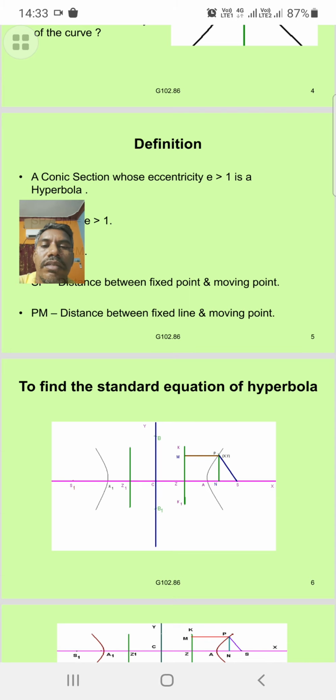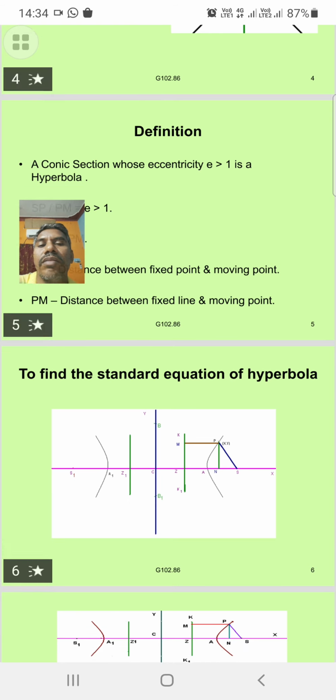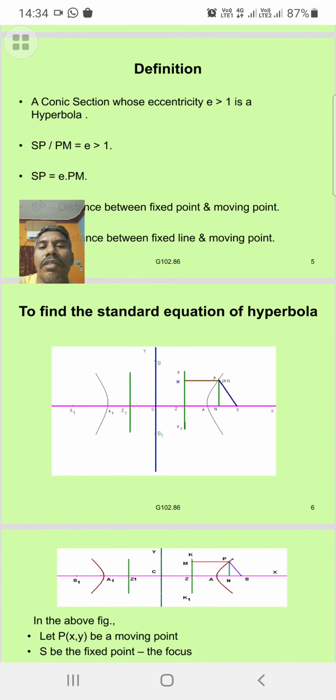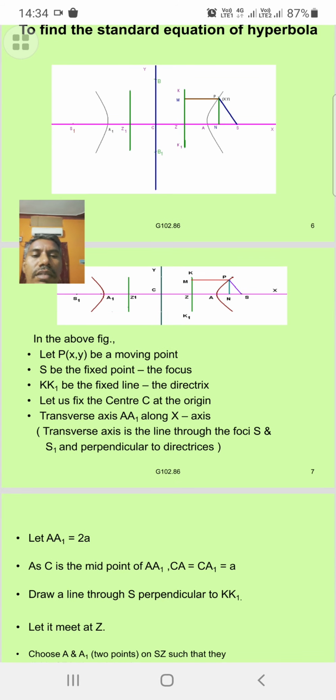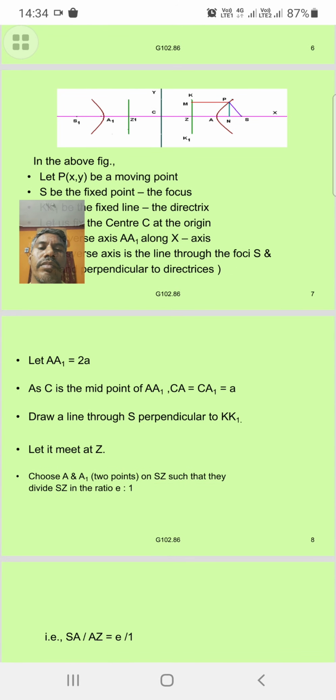Mathematically, based on eccentricity, we can divide the three very clearly. If eccentricity is 1, it is a parabola. If eccentricity is less than 1, it is an ellipse. If eccentricity is greater than 1, it is a hyperbola.